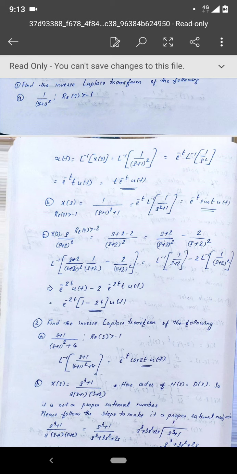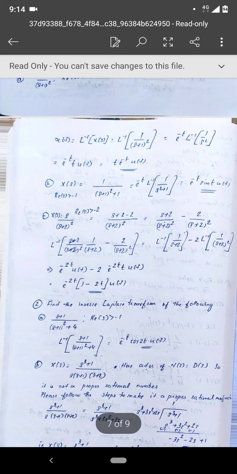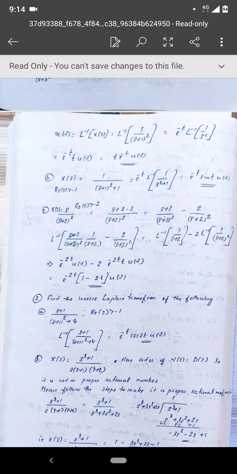Then you have to split the numerator. These are techniques we usually use: adding 2 and subtracting 2 in the numerator and splitting that. Then s plus 2 and s plus 2 get cancelled. The remaining will be 1 by s plus 2 minus 2 by (s plus 2) the whole square. So the 2 can also be taken outside.